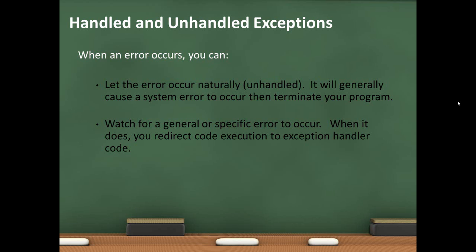Whereas you can handle the error by looking for a general or a specific error to occur, and you decide what happens when that error does occur. A handled error is one that you deal with. An unhandled error is one you don't deal with. In most cases, if you're writing a professional application, you want to handle every error that occurs.